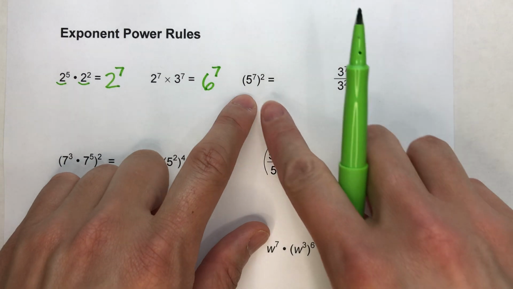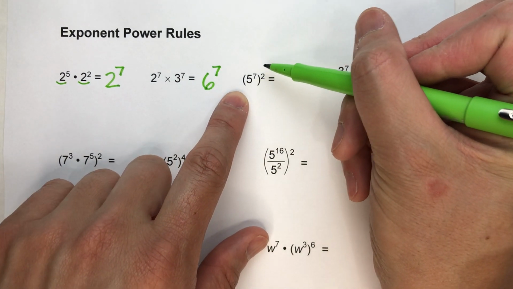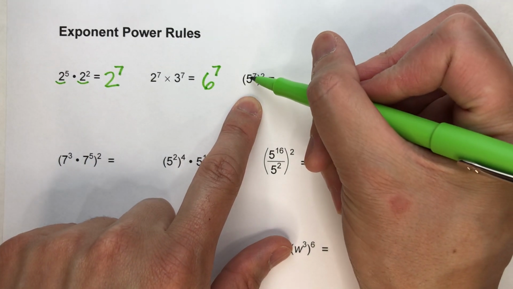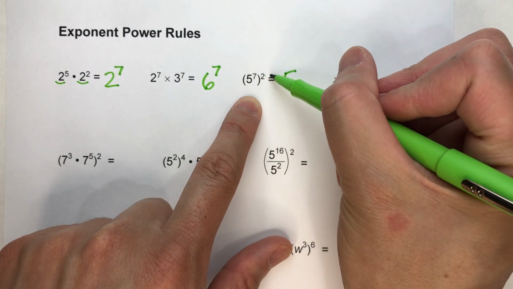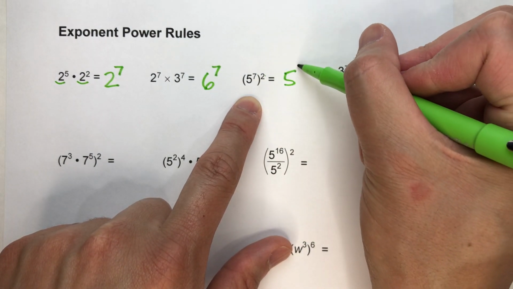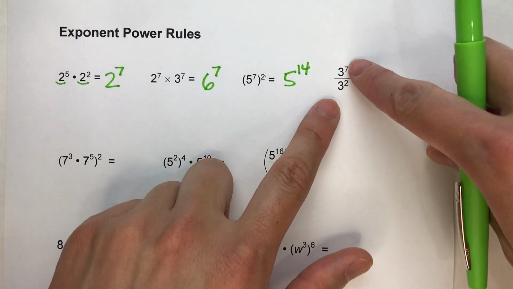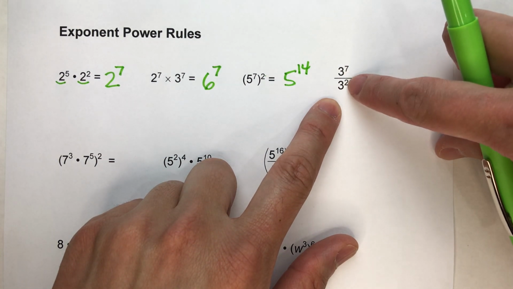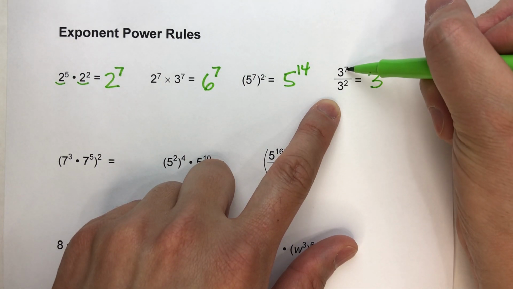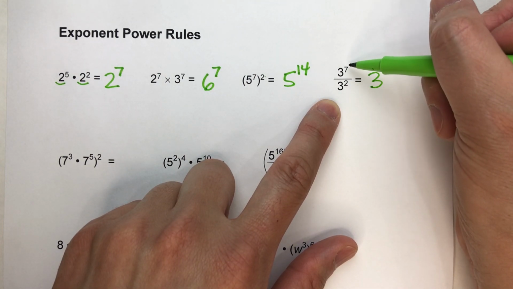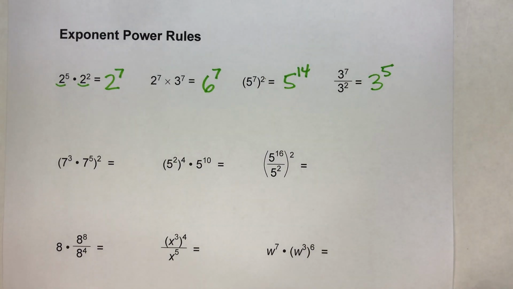All right? Now, if you have a power, like 5 to the 7th power, and that's raised to another power, the rule is you keep the base the same and you multiply the exponents. 7 times 2 is 14. And finally, if you're dividing powers with the same base, again, you keep the base the same, but you subtract the exponents. 7 minus 2, 5. So this is 3 to the 5th power.